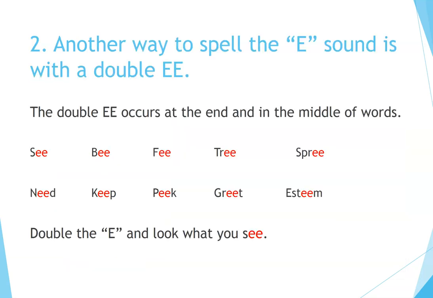2. Another way to spell the E sound is with a double E. The double E occurs at the end and in the middle of words. See, be, fee, tree, spree. Need, keep, peak, greet, esteem. Double the E and look what you see.